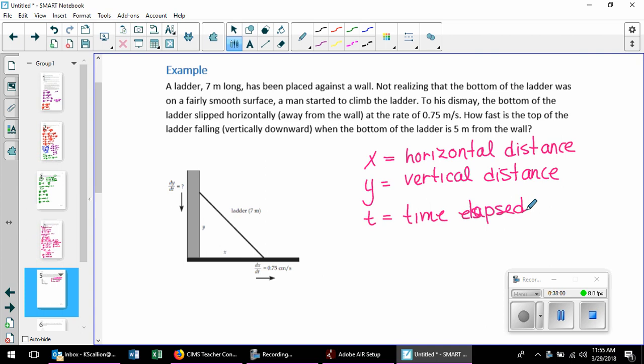Okay, what do we know? We know which rate. Do we know how fast we're falling vertically or moving horizontally? So we know dx over dt is equal to 0.75. What else do we know? We know x is 5.